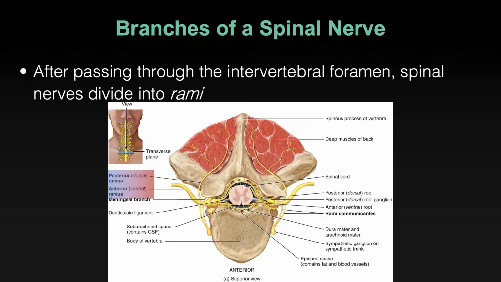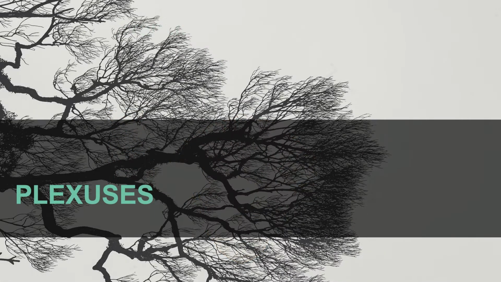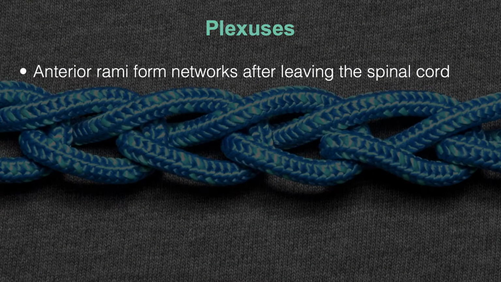Okay, so anterior rami are leaving on a journey to go to the rest of the body. What happens next? Do they just go in a straight line? Is it linear? That would be too easy. Next, what happens is the anterior rami weave together for some reason. They weave together in what we call plexuses. And a plexus is just a braided network.